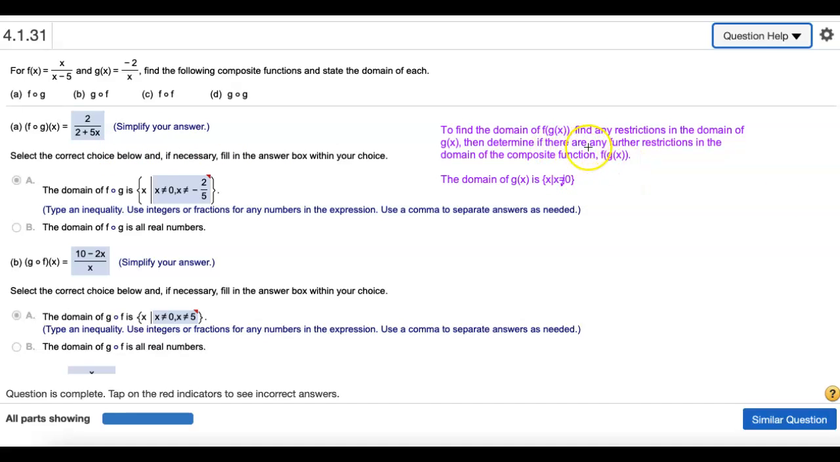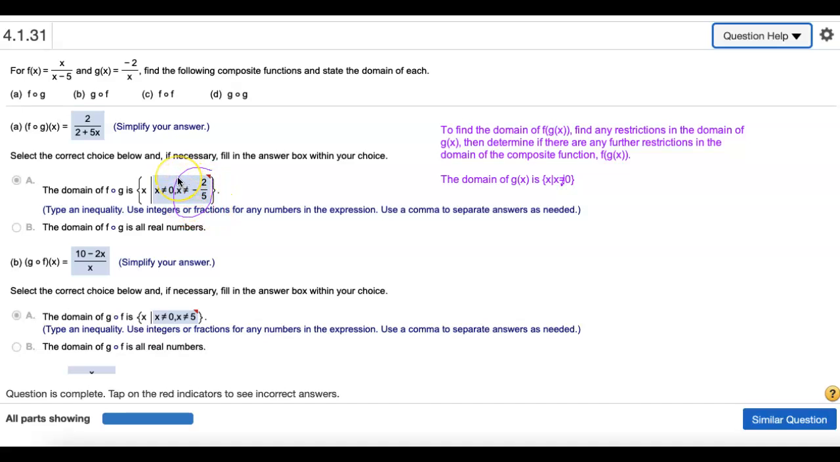Next, we see if there's any further restrictions in the domain of the composite, which you've already determined to be this equation, 2 over 2 plus 5x. So set that denominator equal to 0, and there is a further restriction, and it's this one, that x is not equal to negative 2/5.